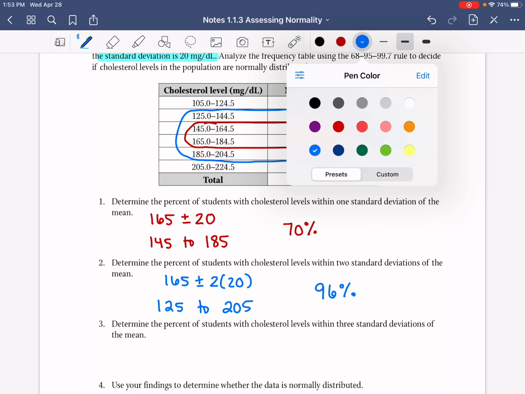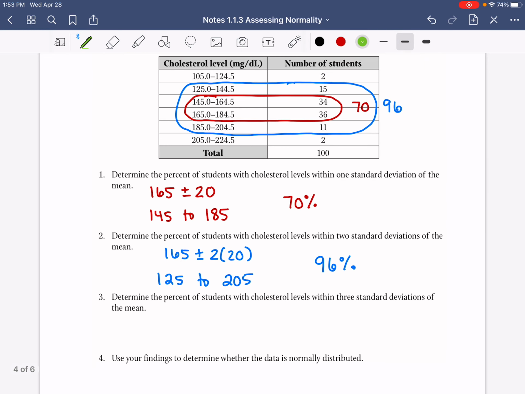Now we're going to determine 3 standard deviations. So that'd be the mean 165 plus or minus 3 times 20. So I'm going to subtract 60, that's 105. Add 60, that's 225. So between 105 to 225. So that's everybody. So if we take our 96 we had before, plus our extra 4 people, gives us 100%. Everybody is between 105 to 225.